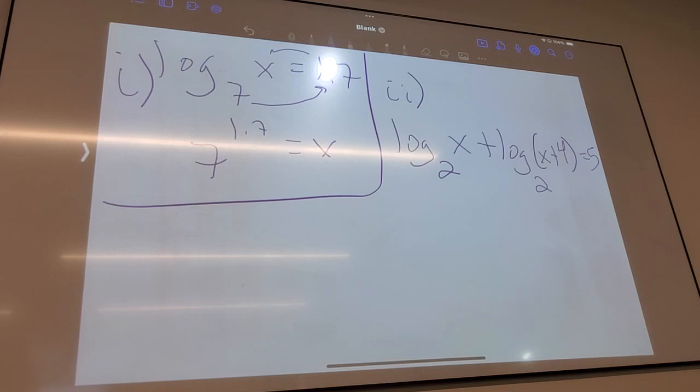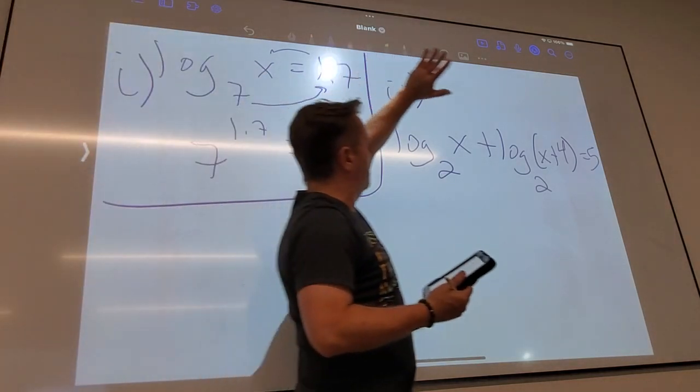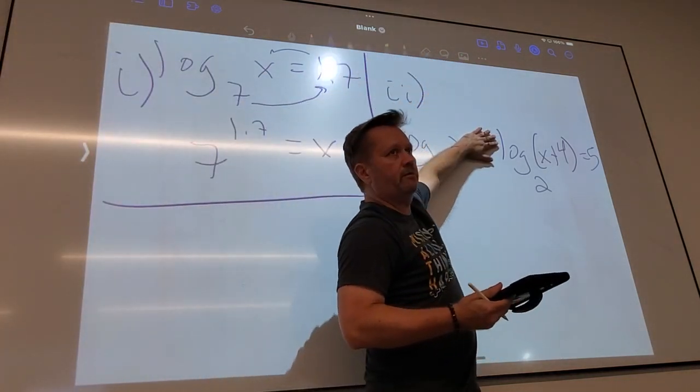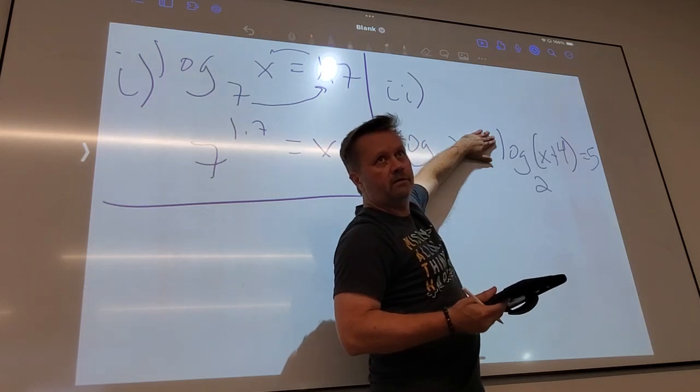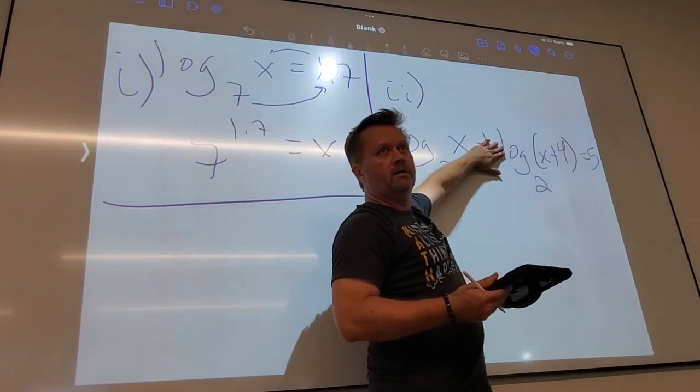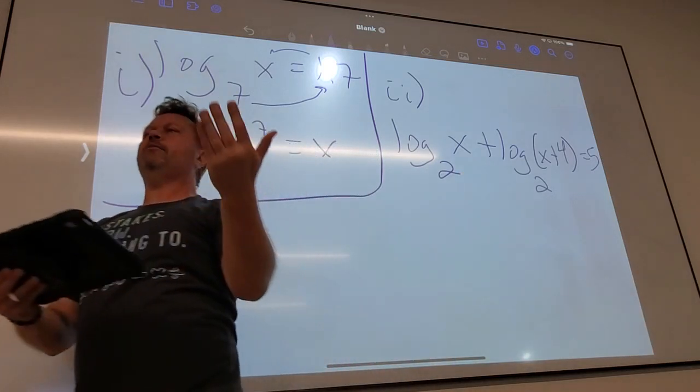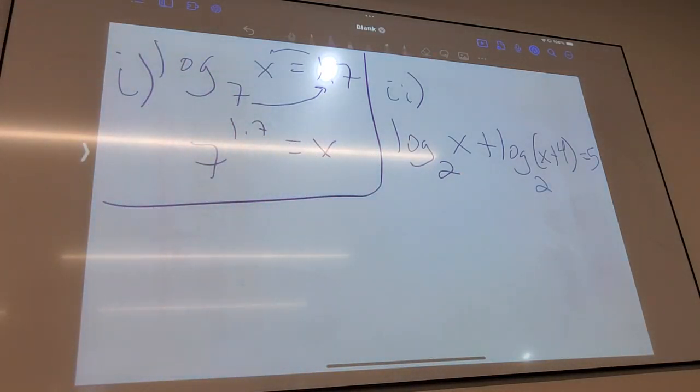What is the fundamental difference between this problem and problem number 1? It's 2 logs. It's perfectly said. The number of logs is too high. If this wasn't there, couldn't I just say 2 to the 5th equals x plus 4, right? The same way we just did that one, you guys with me? That other log is in the way. Do I have a property about one log plus another log, same base? When I have log x plus log x plus 4, they have the same base, what am I allowed to do with them? How can I rewrite this?